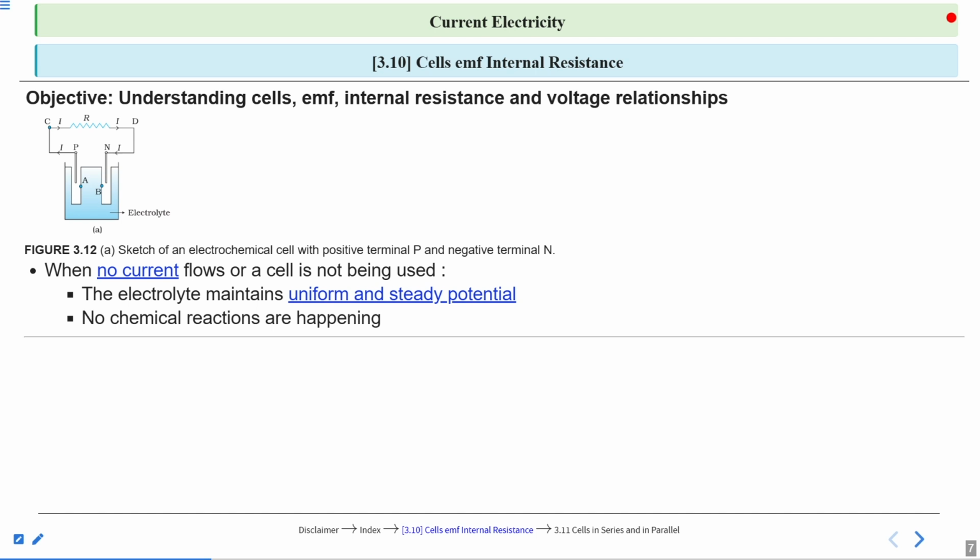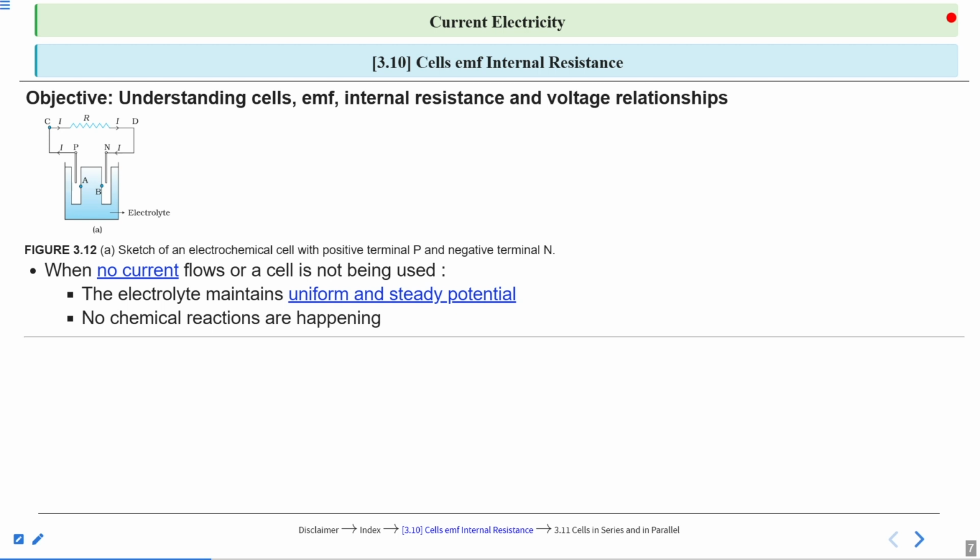So this cell is now in which condition? The cell is not being used, meaning no current is flowing and no current is being drawn from the cell. So when no current flows or a cell is not being used, the electrolyte maintains uniform and steady potential. The potential difference remains steady and uniform in the electrolyte when there is no current being drawn from the cell.